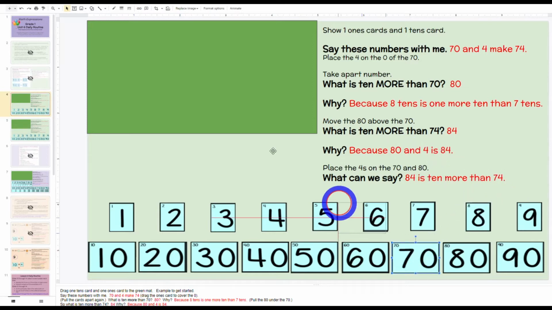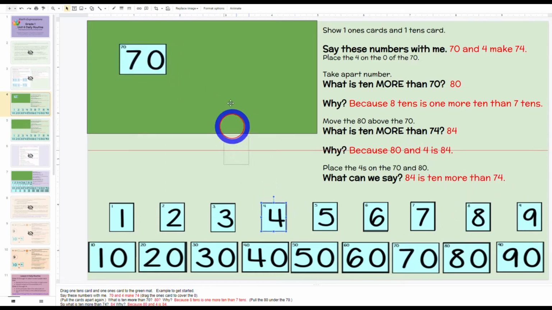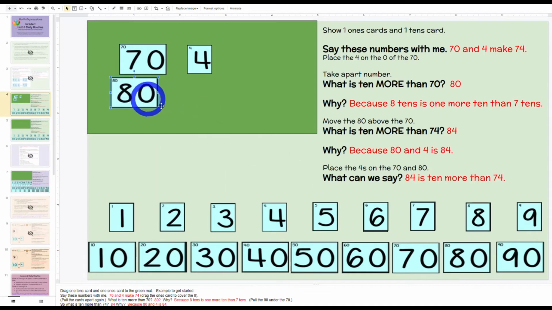Say these numbers with me. 70 and 4 make, class, 74. What is 10 more than 70? Think about it. Class, 80. You're right. Boys and girls, because 80 is 10 more than 70, 80 has 8 tens and 70 has 7 tens.